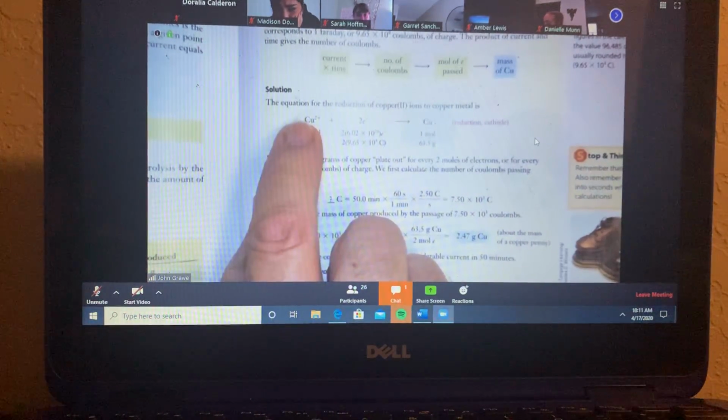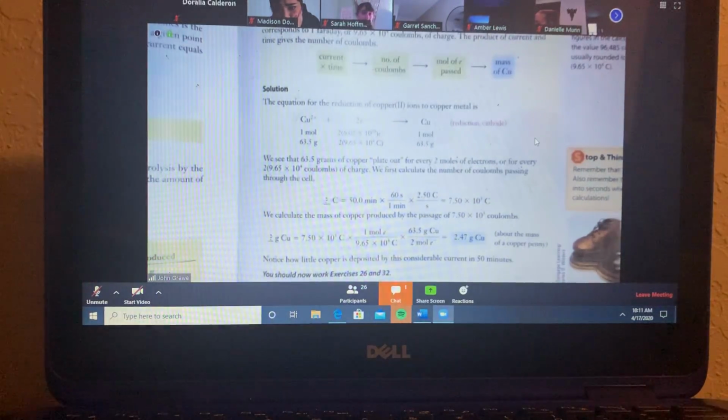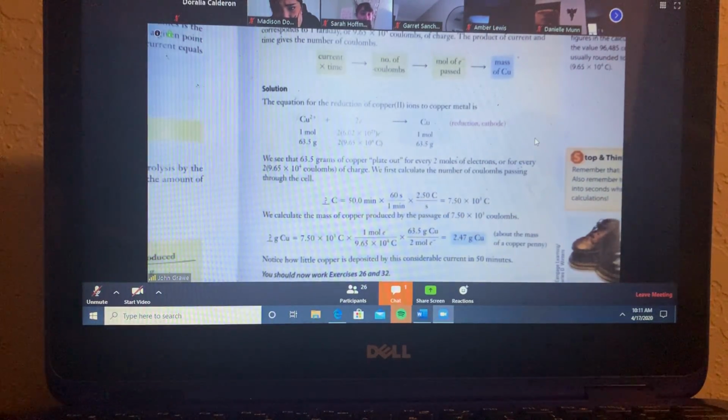The equation, it's a reduction. So we use our associative thinking.